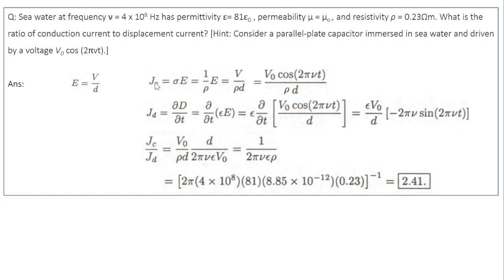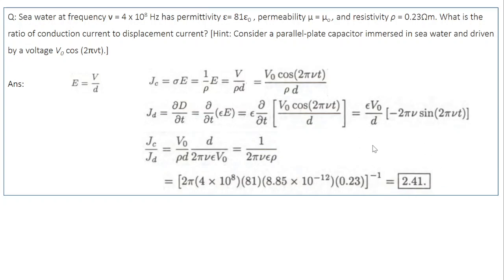So you have expressions for J_C and J_D. Take the ratio of these two, and let's take only the ratio of the amplitude. You don't have to bother about the phase term. Basically, the phase term tells you that J_C and J_D are out of phase by pi by 2. So this basically talks about the phase relation. So let's consider only the amplitude now. Take the ratio of the amplitude, plug in the values, and you get around 2.41.